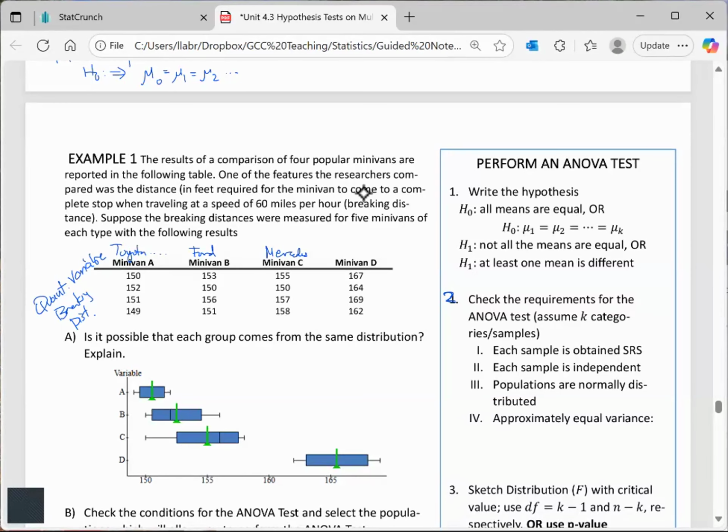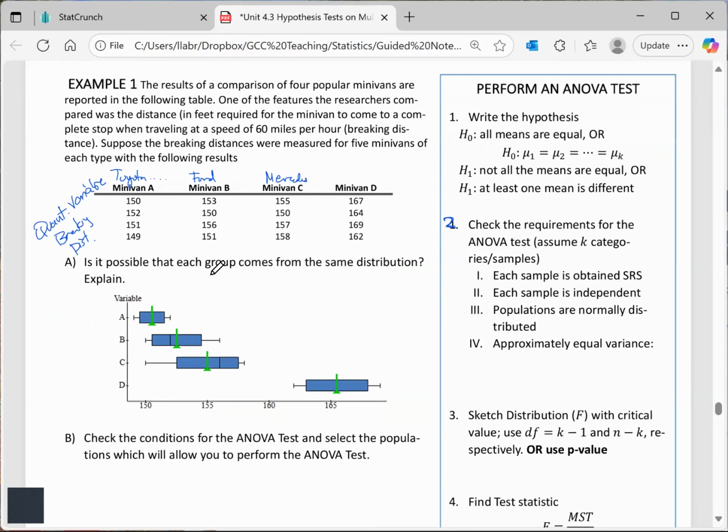So the question is, is there a difference across these different groups? Let's start by answering the following: is it possible that each group comes from the same distribution? And this was the whole purpose of the previous video, to build the intuition. Here we have the braking distance. Here's my random variable on the x-axis, and then I have the braking distance according to the group.